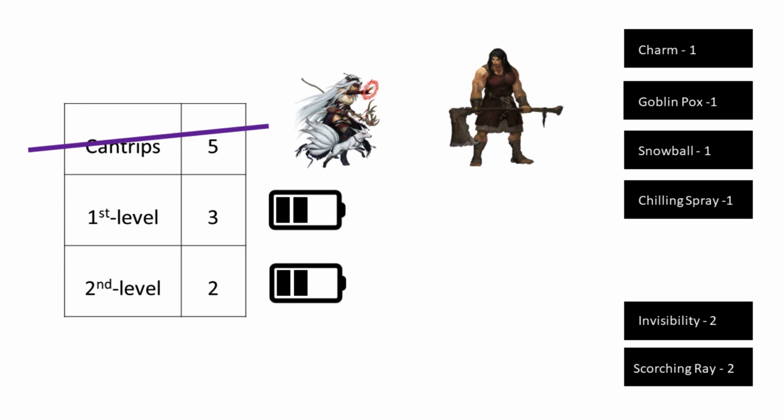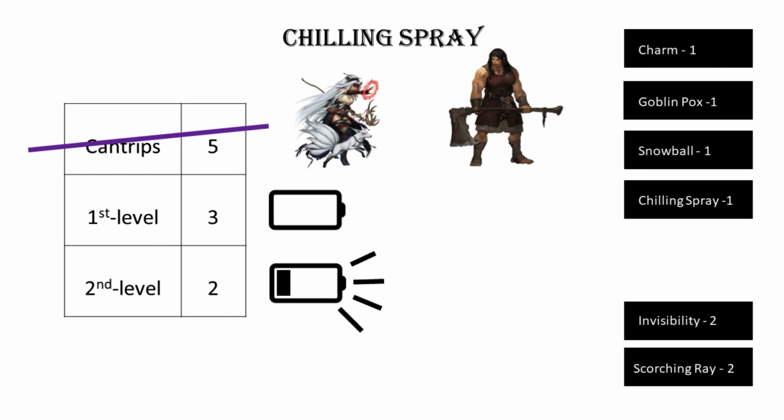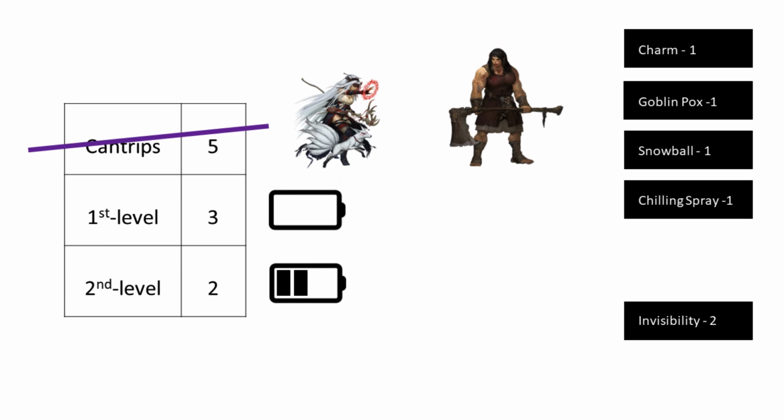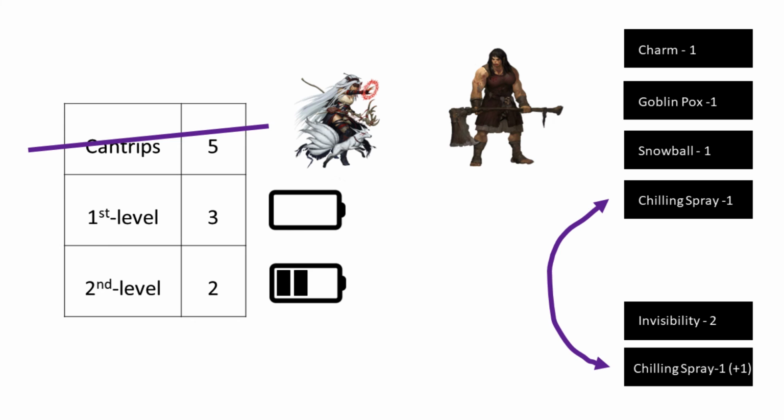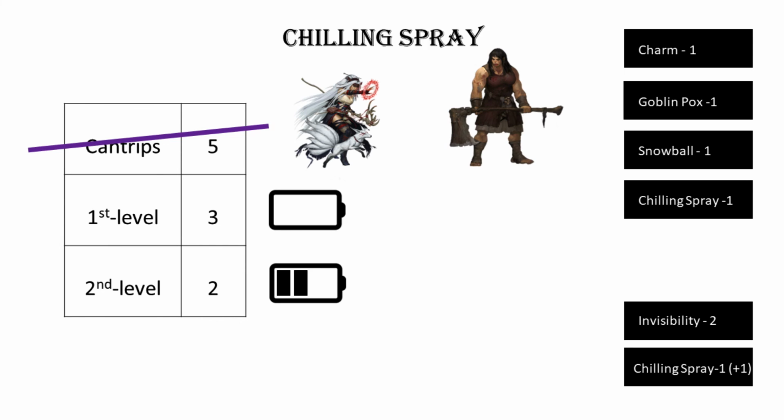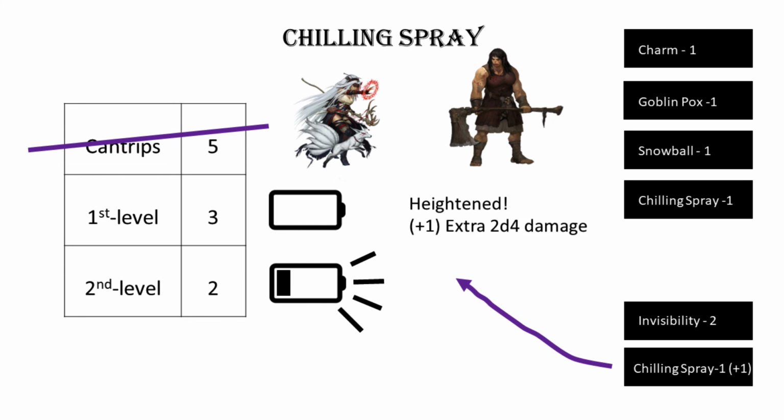Let's say you don't have any more first level spells available for today, but you still want to cast Chilling Spray. You can cast Chilling Spray using a second level spell slot. However, if you're a spontaneous caster, this does not automatically heighten the spell. So how do you heighten spells as a spontaneous spellcaster? You need to make sure you have the heightened spell in your repertoire. Instead of Chilling Spray, you must have Chilling Spray +1, the heightened version. You have the same spell in your repertoire twice. Once is the first level version, once is the second level version. Now, if you cast Chilling Spray and use a second level spell slot, you will cast the heightened version and get an extra 2d4 of damage.